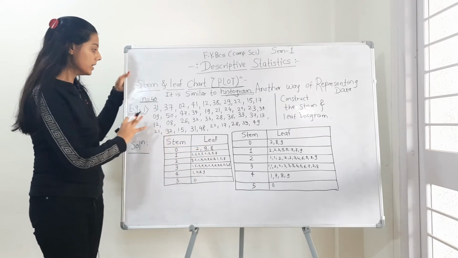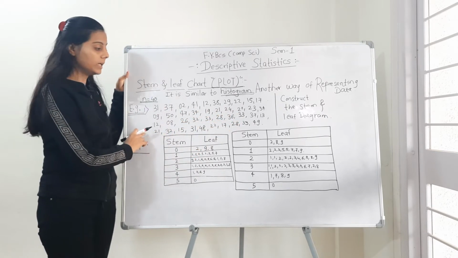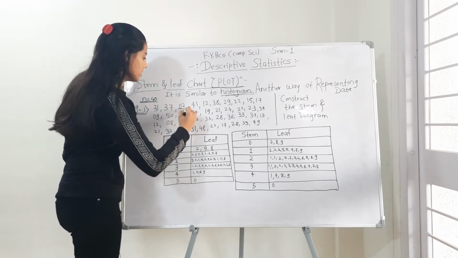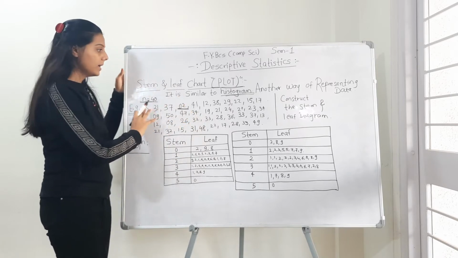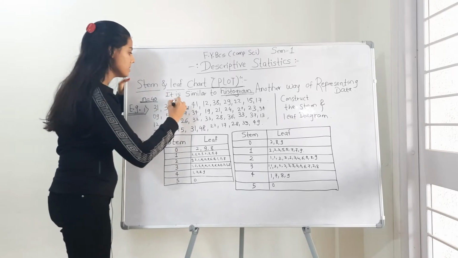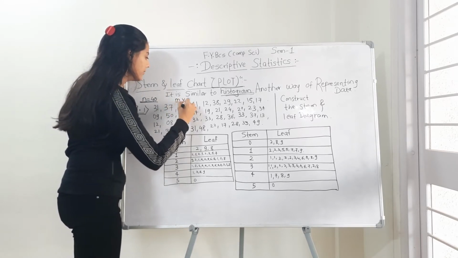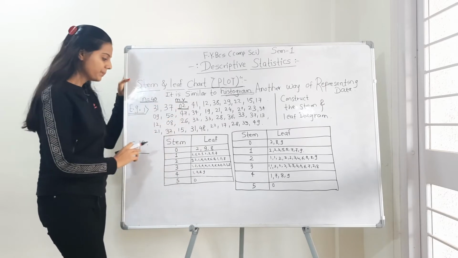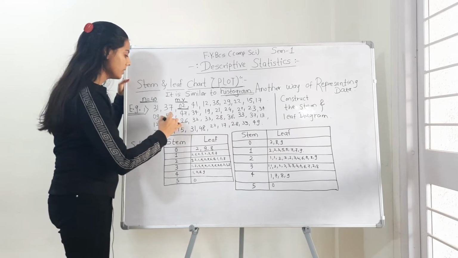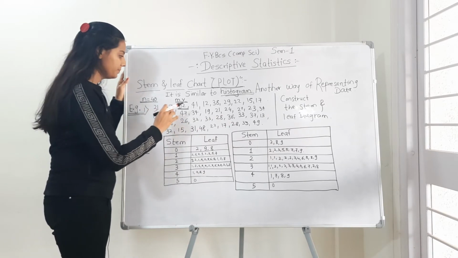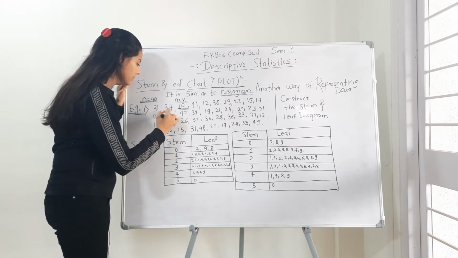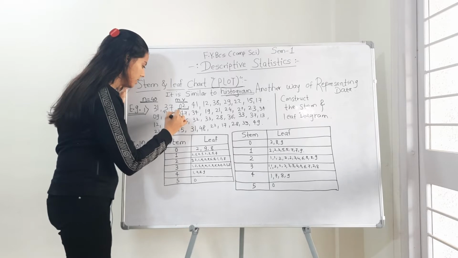Now, this data consists of 40 numbers. Here the minimum value is 02. In this data, the minimum value is 02. Start with the minimum value, and again see what the maximum value is. The maximum value is 50. So this is the minimum value and 50 is the maximum value for this data.